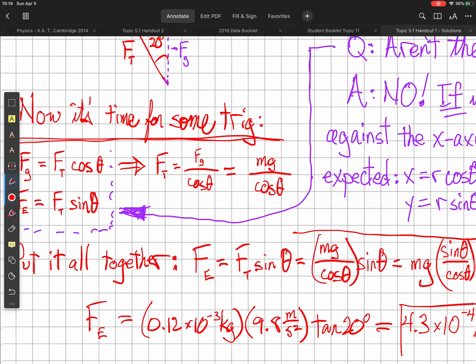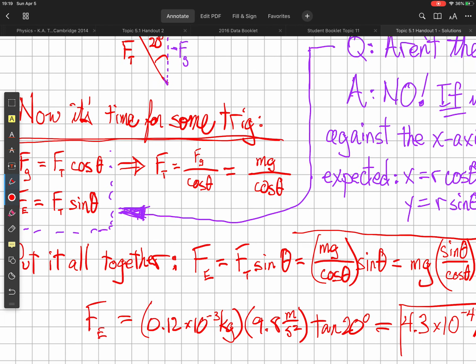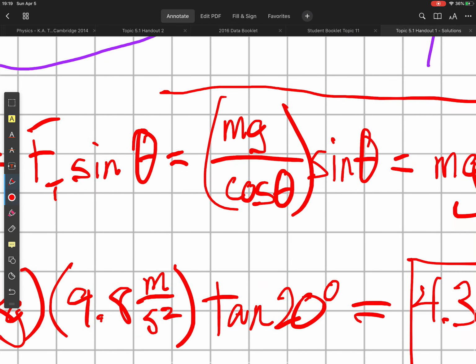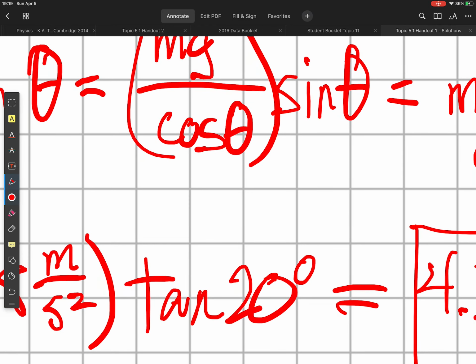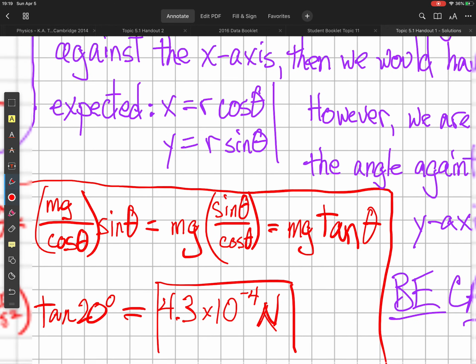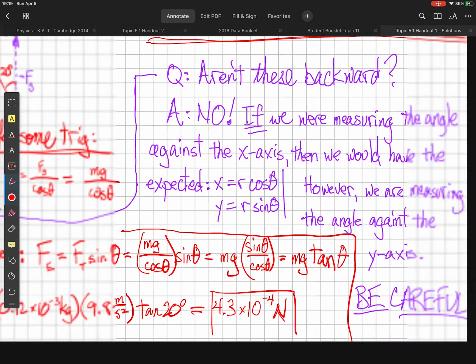Trigonometry time. Okay, so then I can actually solve for my electric force because I know everything that I need to know. I have my mass, I have gravitational acceleration, I know how to use the tangent function in my calculator. Smashing. Okay, so I plug all my values in and I get 4.3 times 10 to the negative 4 newtons.